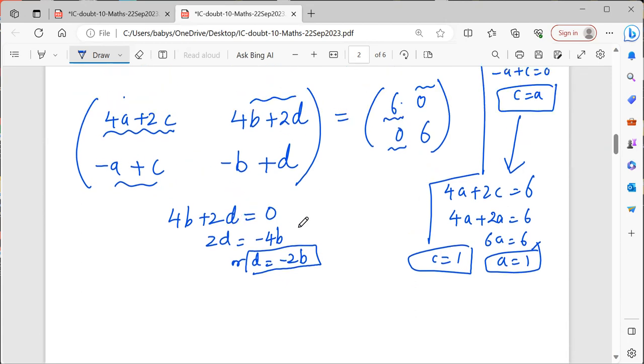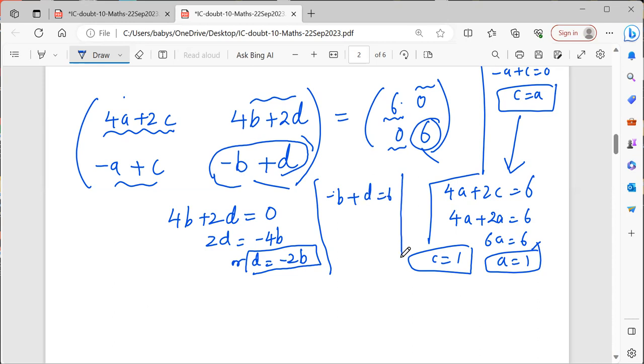Once that is done, equate second row, second column to second row, second column. That is minus B plus D. You can see here I'm circling it, isn't it? This one, minus B plus D, and 6. You have to equate them. Minus B plus D is equal to 6. D is minus 2B, right? You can put minus 2B, giving minus B minus 2B is equal to 6.